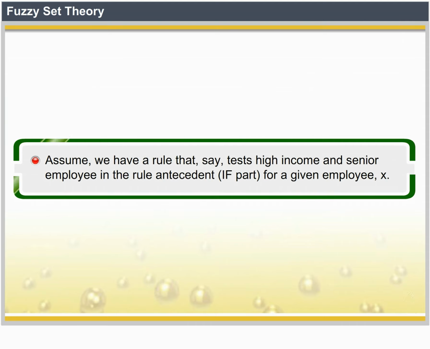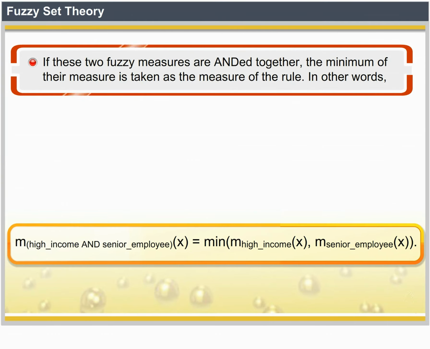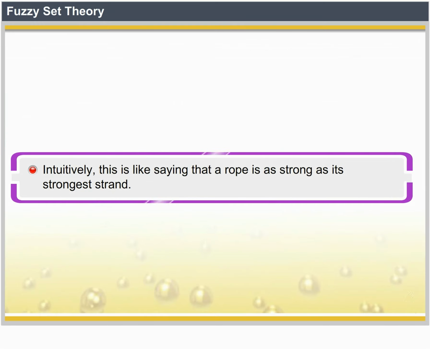If these two fuzzy measures are ANDed together, the minimum of their measures is taken as the measure of the rule. In other words, M high income and senior employee of X equals min of M high income of X, M senior employee of X. Intuitively, this is like saying that a rope is as strong as its weakest strand.